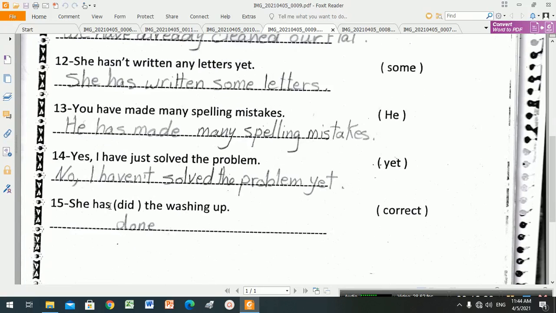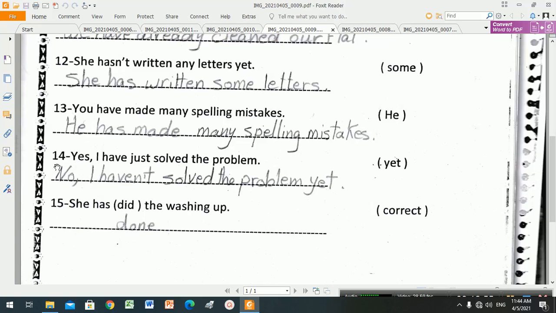Okay, number 13. You have made many spelling mistakes. And between brackets, he. Change you into he, which means we will also change have into has. Okay, he has made many spelling mistakes. We will not change anything in the sentence except have changes into has.